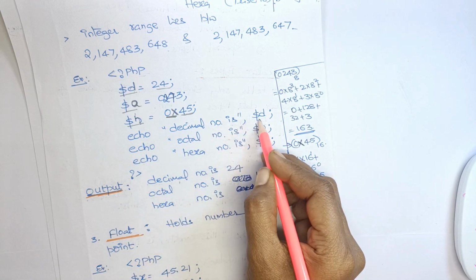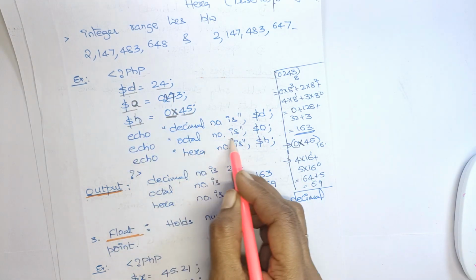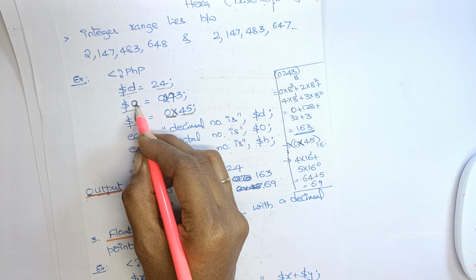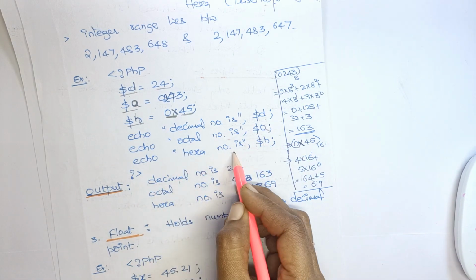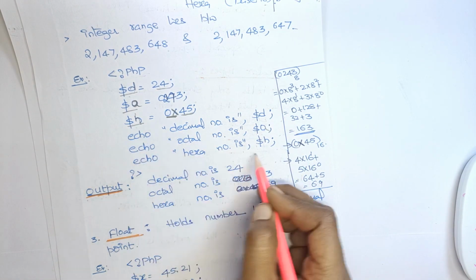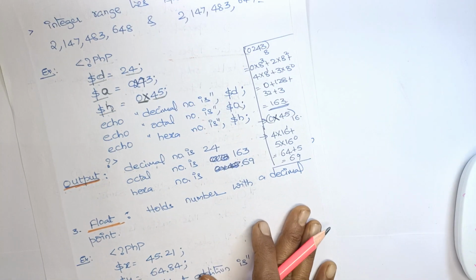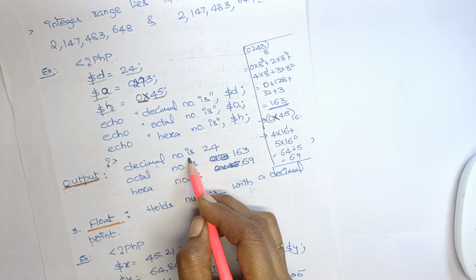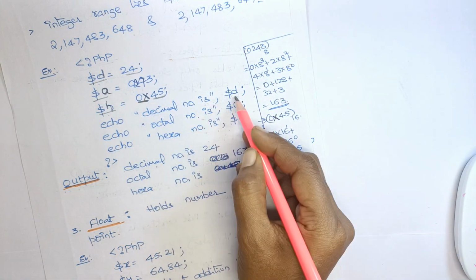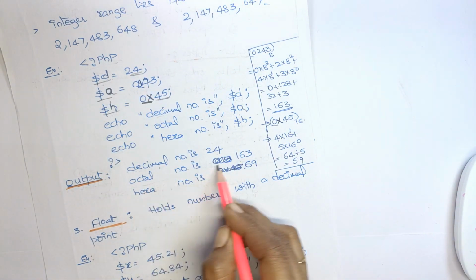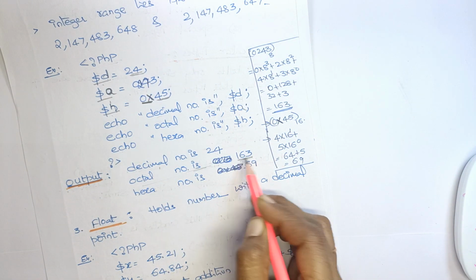Echo decimal number is comma $D. Echo octal number is comma $A. Okay, echo hexadecimal number is comma $H. If I print, what are the values you will get? The decimal number is 24. Okay, octal number 163 you will get.